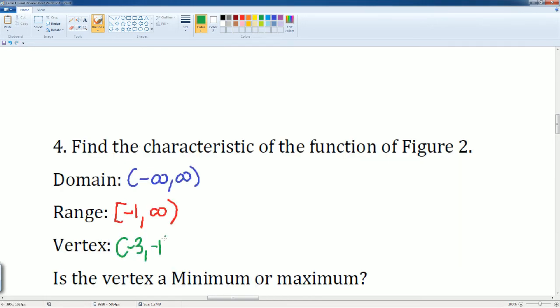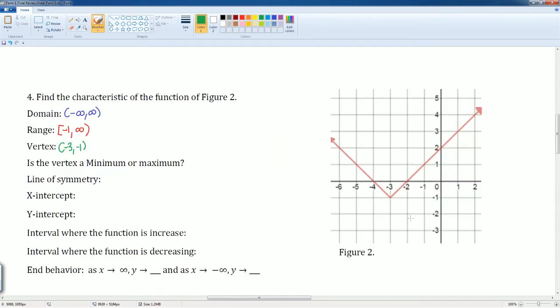-3 comma -1. Is this a minimum or maximum? This is the lowest point, so we would say it is a minimum. The line of symmetry cuts this in half down the middle, so it cuts it down like this. Yes, I know it looks like the right hand side goes on more, but I couldn't cut it off, but this does break it in half, right? And that is the value of x is equal to -3.